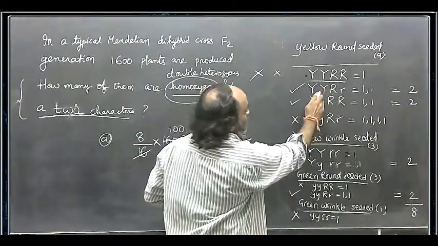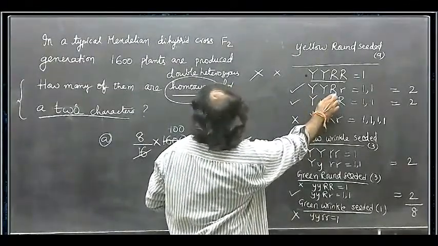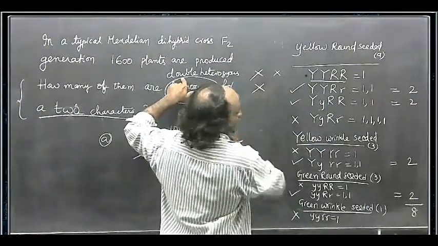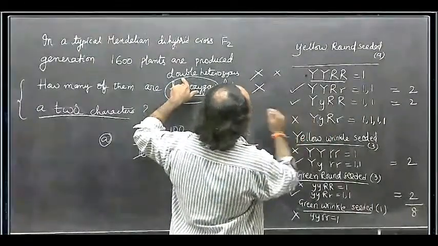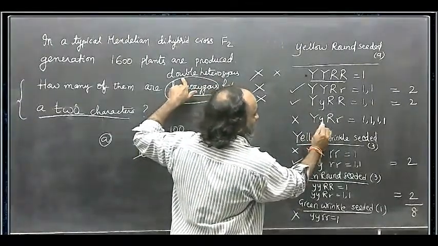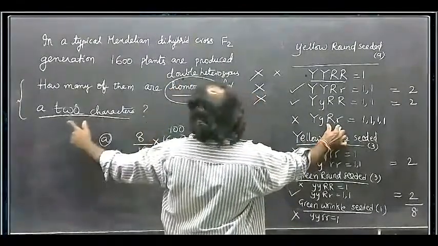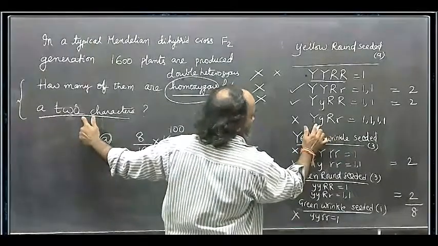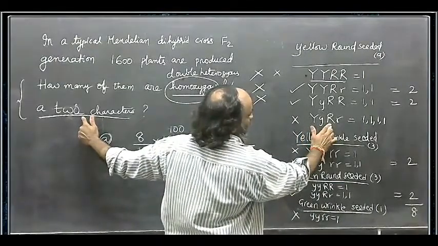This is single heterozygous. We want double heterozygous, so it is not correct. This is also single heterozygous. It is not correct. This is double heterozygous. This is heterozygous, this is also heterozygous for 2 characters. What are the 2 characters? One with respect to the color of the seed and the other with respect to the shape of the seed.